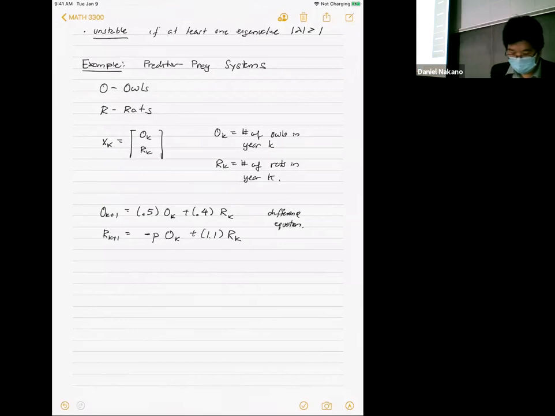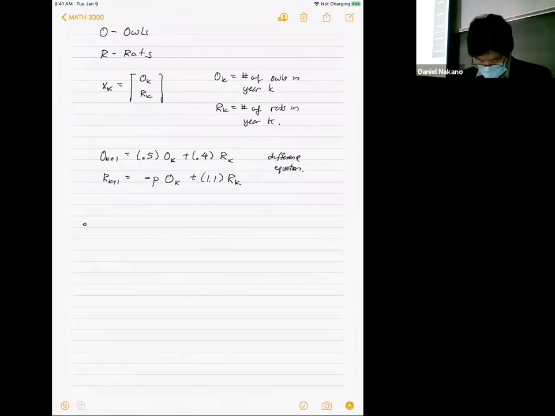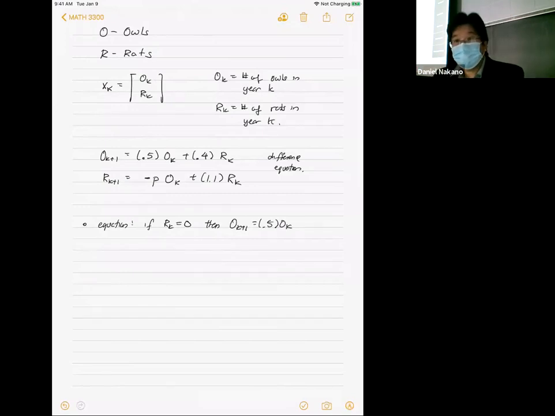Okay, so let's make some observations. If you look at these equations, suppose R of k is equal to 0, so we don't have any rats in year k. Then the owls are going to decline. O sub k plus 1 is going to be equal to 0.5 O sub k. So without any food, the owls are going to start to diminish in population.